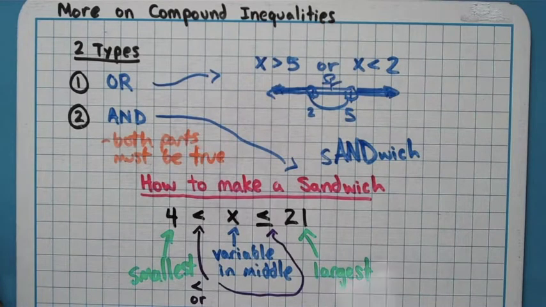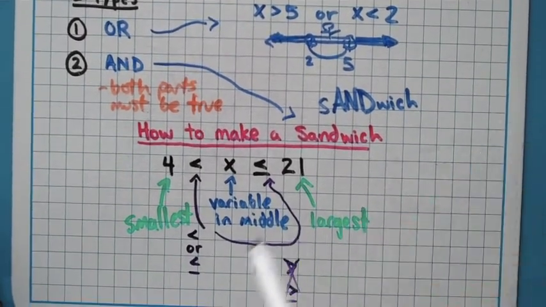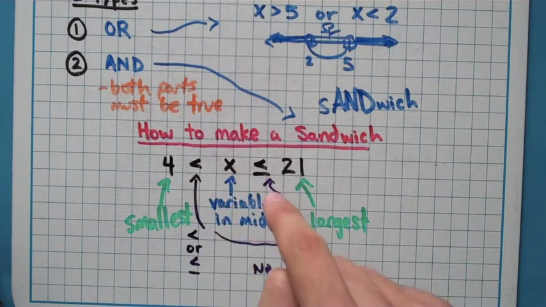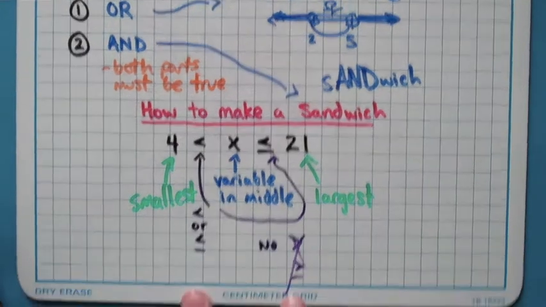This is kind of a little diagram here. Oh, you guys can't even see that. Sorry. This is a little diagram here showing you how you make a good sandwich. So, smallest number, less than or equal to, variable, another less than or equal to, largest number in the problem. So, let me show you how this comes into play and how it works in a few examples.